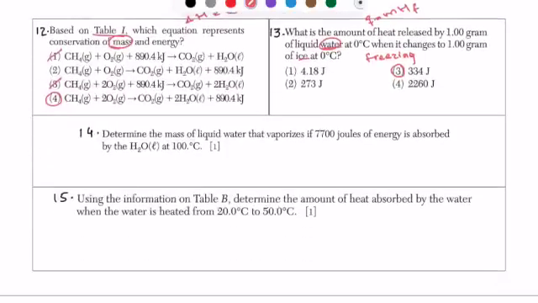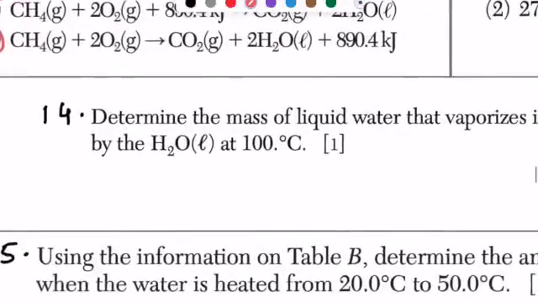So determine the mass of liquid water that vaporizes if 7,700 joules of energy is absorbed by water at 100 degrees Celsius. So in this case, we are not actually calculating the heat energy, we are calculating the mass. And we are looking at a phase change, so that means we don't use Q = mcΔT. The equation that we are going to use in this case is the one with heat of vaporization.